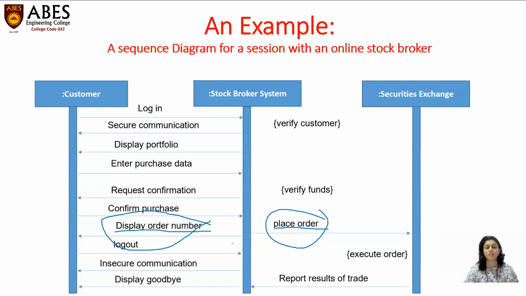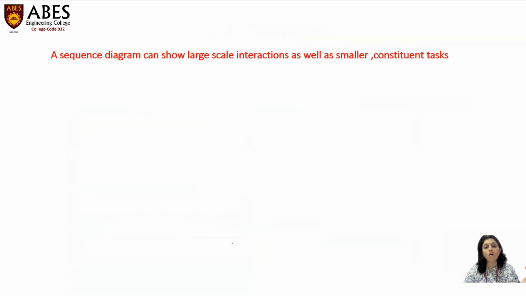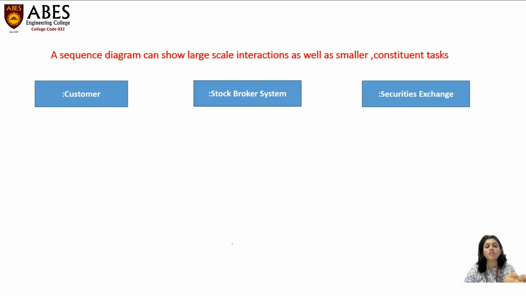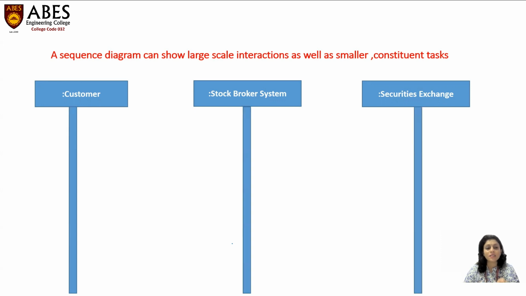So this is how a customer in this sequence diagram is logging in. He is entering the purchase data, he is requesting something, and also he is logging out. So these 3 or 4 things or steps, they are shown in one diagram. What can be done is a sequence diagram can also show large scale interactions as well as smaller constituent tasks. So we can break down these steps into smaller sequence diagrams. As in, this particular sequence diagram will reduce the number of steps.